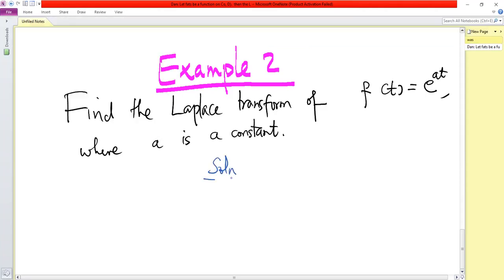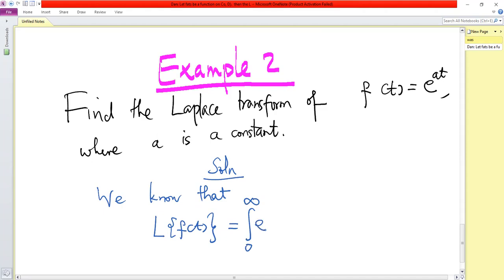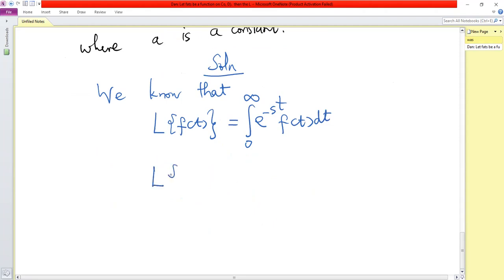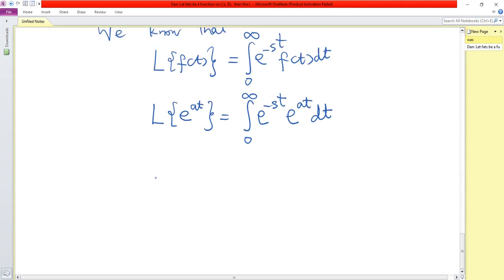Now, for this one, solution. We also know from definition that the Laplace transform of any function f of t is given by the integral from 0 to infinity of e raised to minus st times f of t dt. So our f of t is e raised to power at, so the Laplace transform will be given by the integral from 0 to infinity of e raised to power minus st times e raised to power at dt.